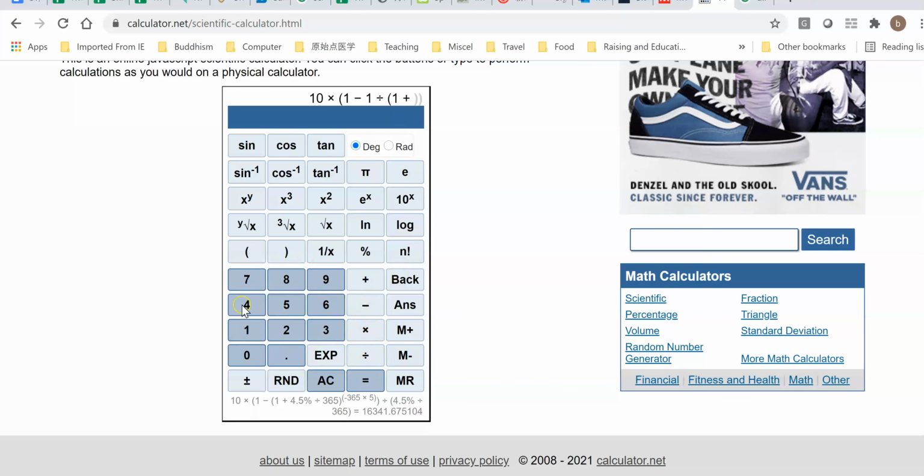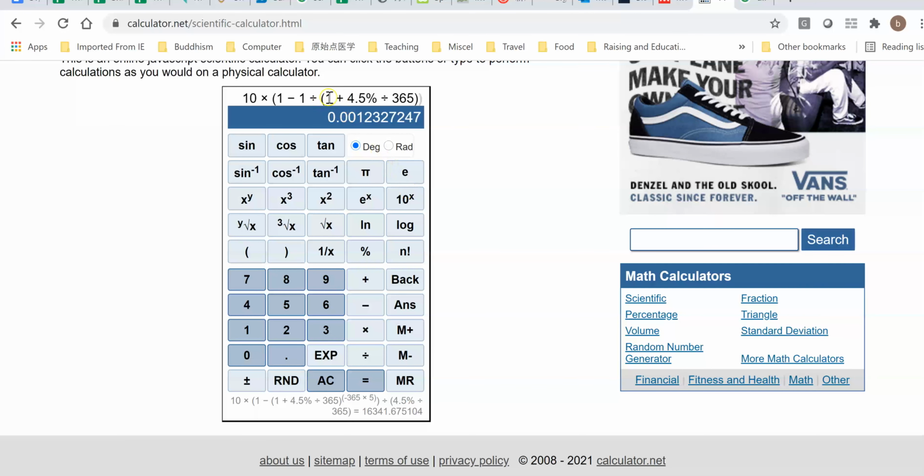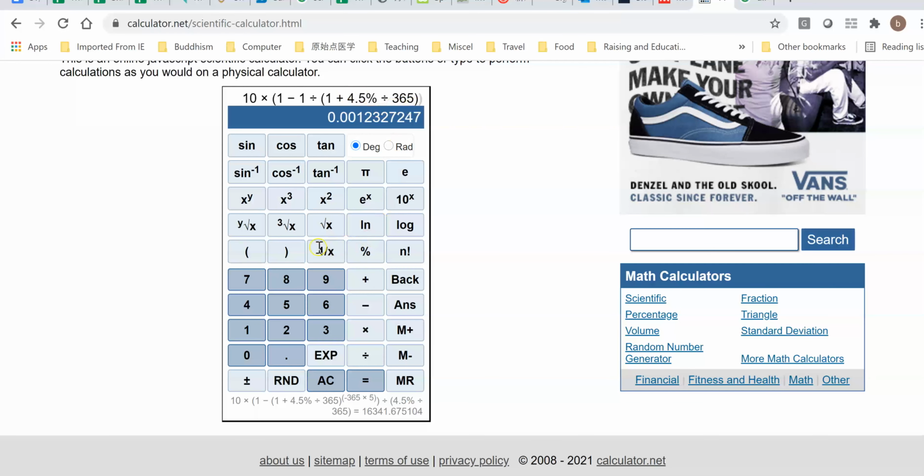By interest rate, the APR is 4.5%. And then don't forget that we need to get the daily interest rate by dividing this by the number of days within a year, 365. And then this is 1 plus the daily interest rate, and then close that parentheses. So we are basically at this stage, and then we need to raise this to the power of t. So 1 plus the interest rate, the whole thing raised to the power of t.